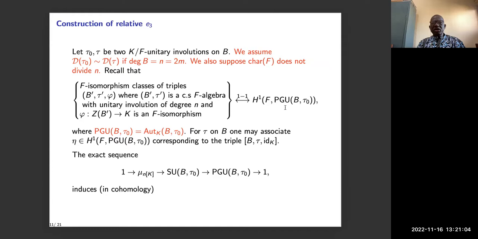Now, the involution tau, different from tau zero, is given. It corresponds to a cohomological class eta, corresponding with (B, tau) and the identity map, because we have different involutions on the same algebra B. So the natural way to consider this identification is to take the identity. And we consider this exact sequence between SU(B, tau zero) and PU(B, tau zero), and mu_n of K is just the center of SU(B, tau zero).